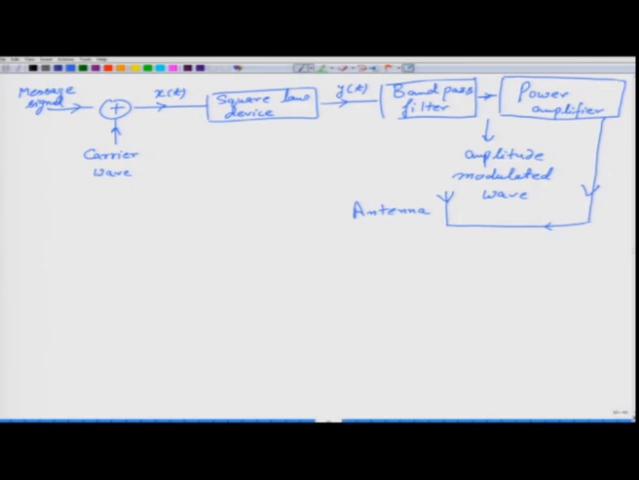So, once we have understood how this amplitude modulation works, let us now have a quick look at our second kind of modulation, that is frequency modulation. So, the second topic that we are going to study now is what is frequency modulation.